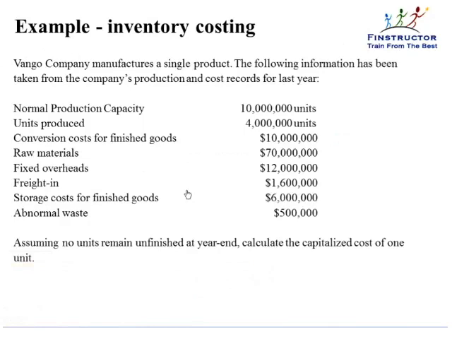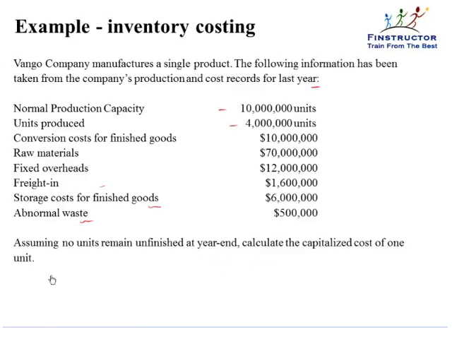Let's do an example and understand better. Wango Company manufactures a single product. The following information has been taken from the company's production and cost records for last year. So normal production capacity is 10 million units. In this period, they produced 4 million units. The conversion cost is given, raw materials, fixed overheads, freight inwards is mentioned, storage cost for finished goods, and the abnormal waste. Assuming no units remain unfinished at year end, calculate the capital cost of 1 unit.